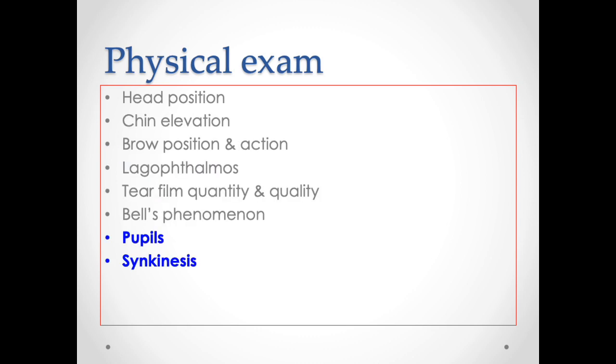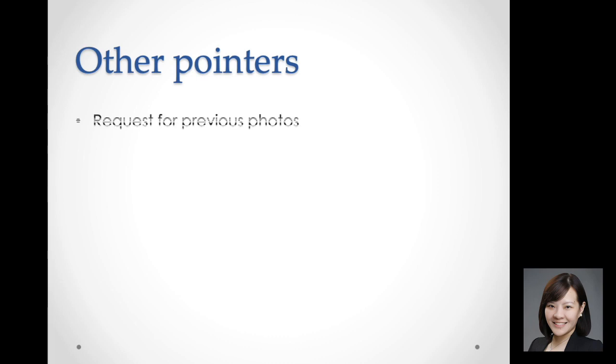And lastly, I pay particular attention to the pupils and synkinesis for myogenic and neurogenic types of ptosis. Other pointers: I request previous photos. These previous photos serve as proof if they're not sure whether this was an acquired or a congenital type. It gives me an idea what the patient looked like before or how much it progressed through time. Some would even request that they want to look the same as their photos from 3 years ago.